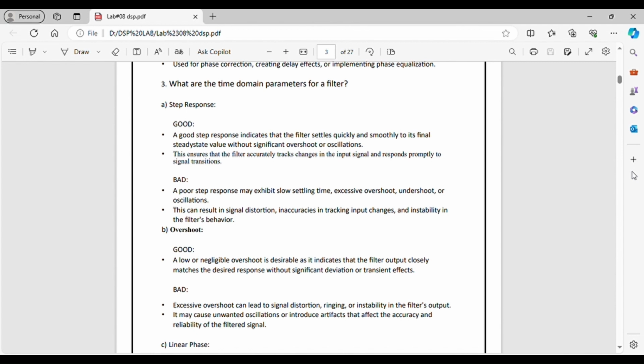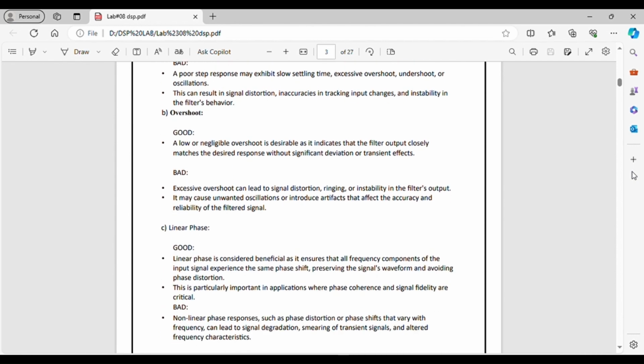For overshoot, the good point: a low or negligible overshoot is desirable as it indicates that the filter output closely matches the desired response without signal deviation or transient effect. For the bad point, excessive overshoot can lead to signal distortion, ringing, or instability in the filter's output. It may cause unwanted oscillations or introduce artifacts that affect the accuracy and reliability of the filtered signal.